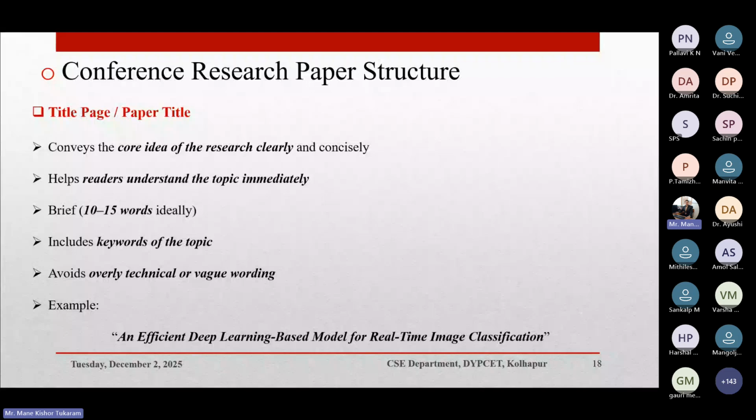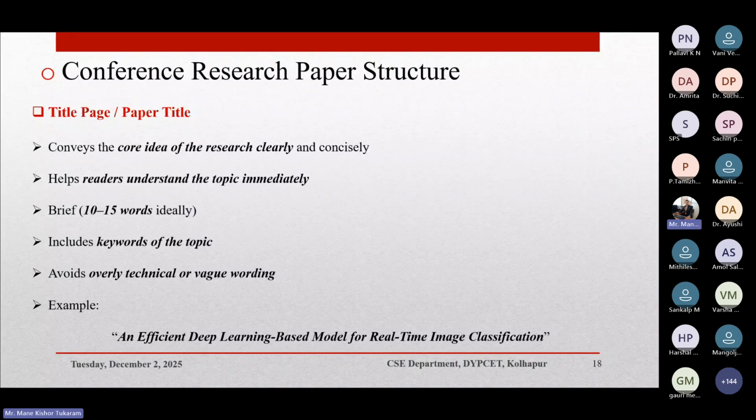So all that we can cover under the conference title. Whenever we have a conference paper, the first part is the title of the paper. For example, one example is: an efficient deep learning based model for real-time image classification. So what is my perspective over here?